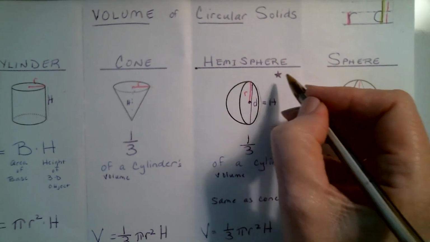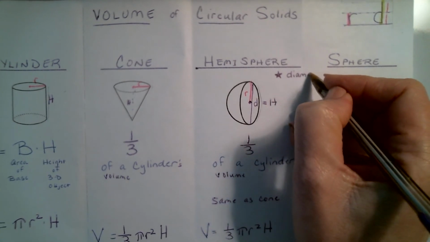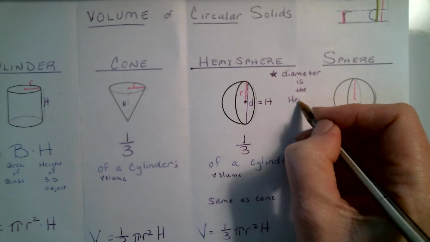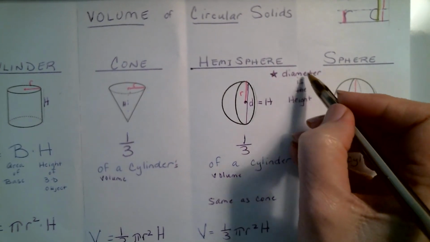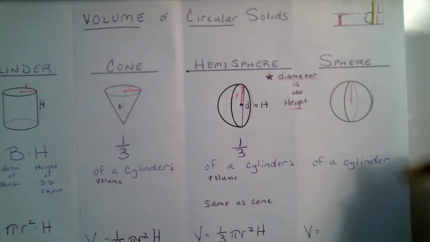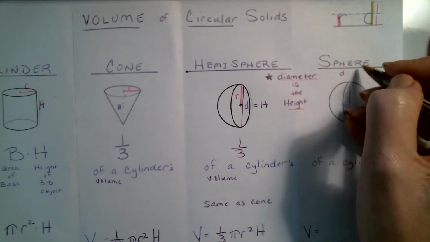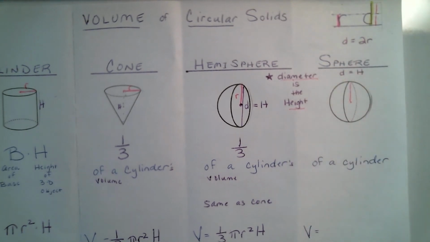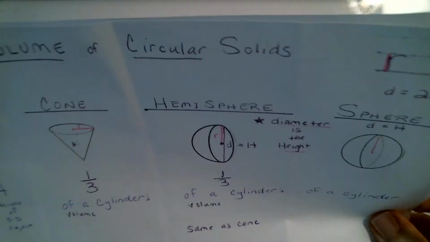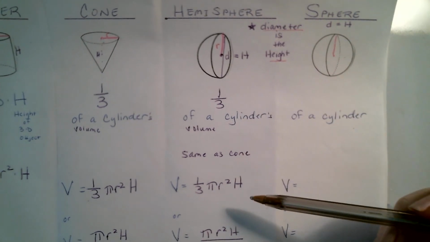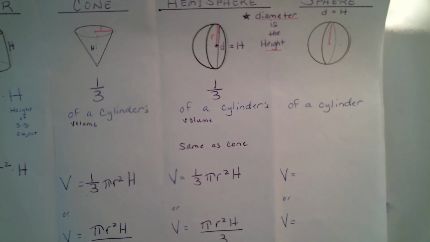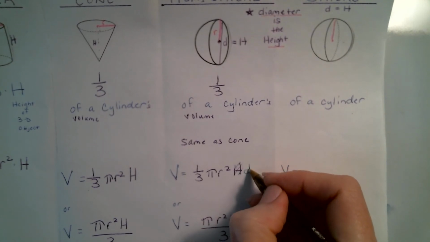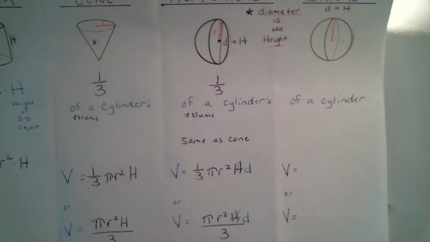Okay, this is really important. Okay, so the diameter in a sphere or hemisphere is the height of that hemisphere or sphere. Okay, so that's kind of important. We could write it over here. Diameter equals the height. We could also say the diameter equals 2 radii. So if that's an issue, maybe you prefer to not use height in your formula. Maybe instead of height, you put diameter in there. That will be up to you.